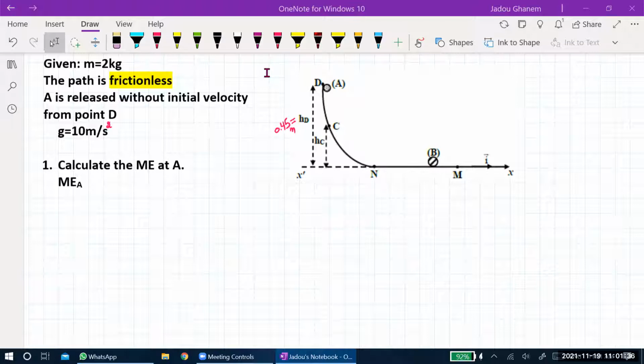Sorry, here the mechanical energy of particle A at D. So just fix it. Mechanical energy at point D, not at A. It's the particle. The name of the particle is A. The position is D.